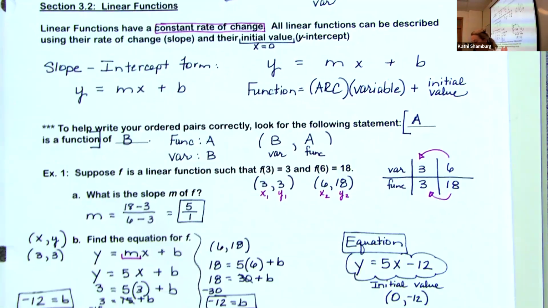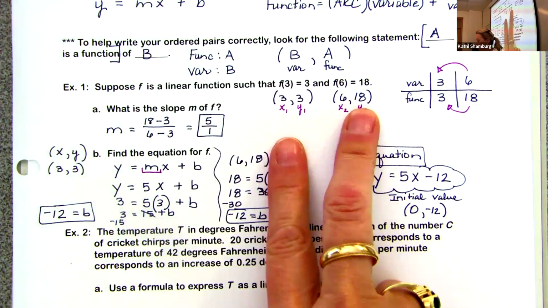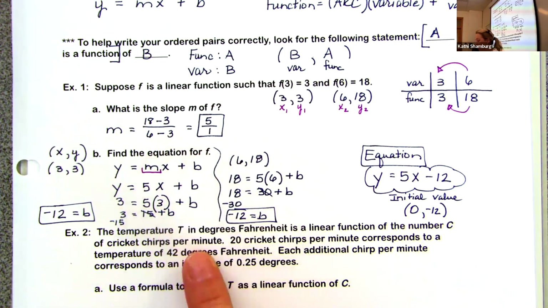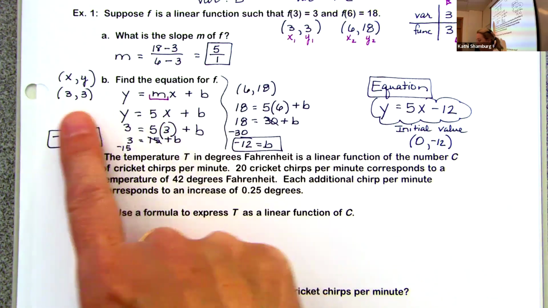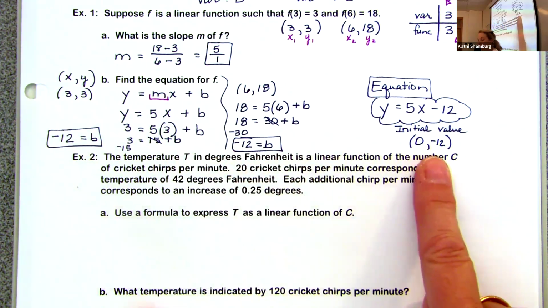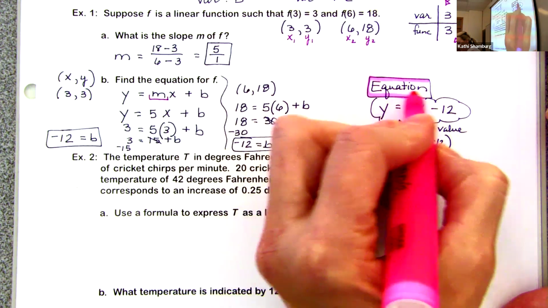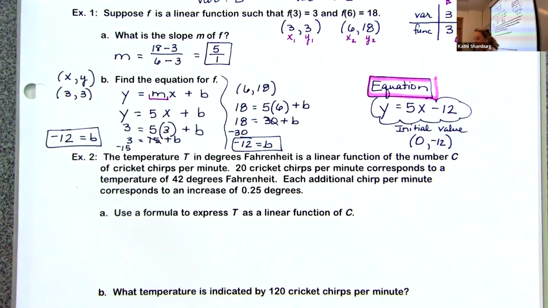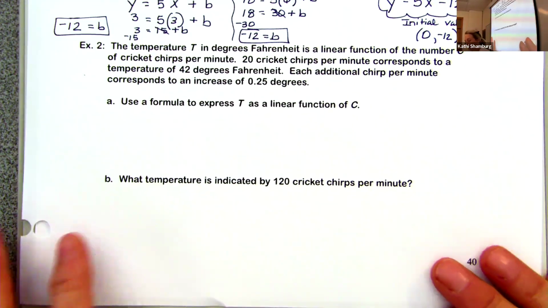In this one that we had done, we defined function and variable. We had two ordered pairs. We found the slope, and then from there, we used that slope and one of the ordered pairs to find the initial value to then ultimately get us to our equation. So we're going to be doing a lot of this as we complete this section.